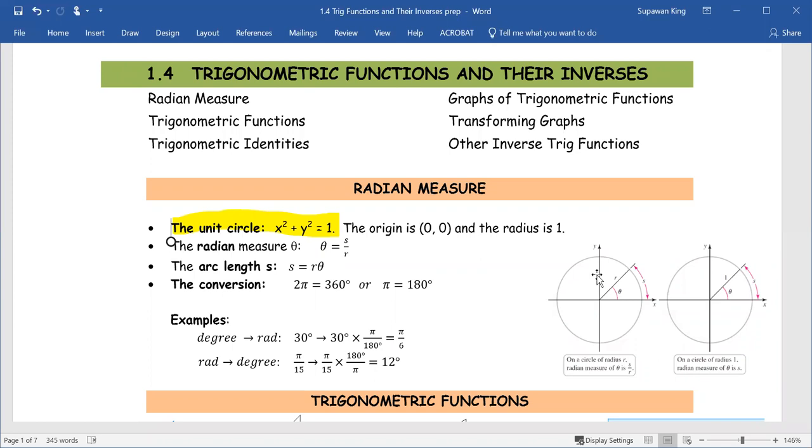To compute the radian measure, we use the formula theta equals s over r, where s is the arc length. And you can compute the arc length by using s equals r times theta. Pi equals 180 degrees is used to convert from degrees to radians or radians to degrees.